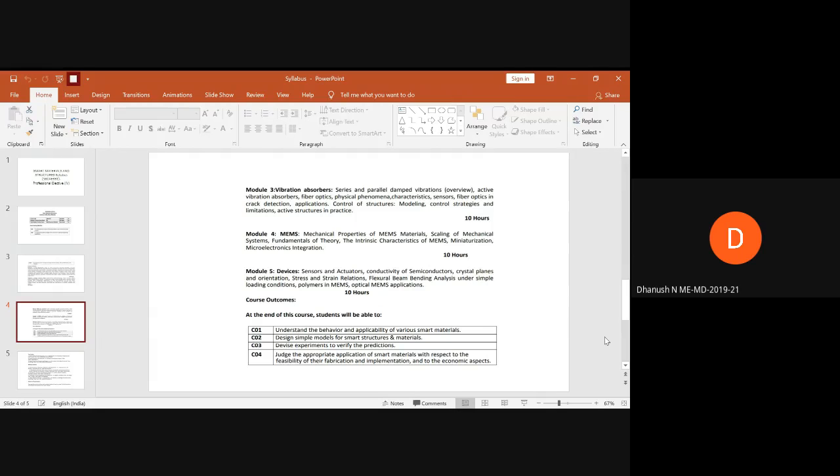Ma'am, I'll go with the third module, vibration absorbers. Okay, what do you want to do in this exactly? Mainly, I would like to concentrate more on fiber optics, ma'am. On fiber optics. I'm noting it down, you won't be able to change again. So with fiber optics, you need to correlate how you are interrelating that to our smart structures.